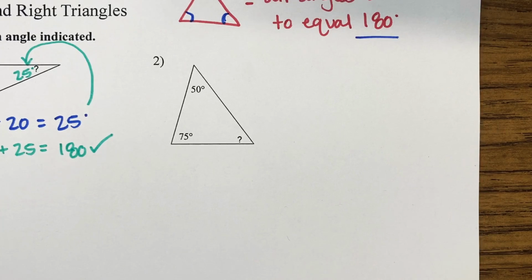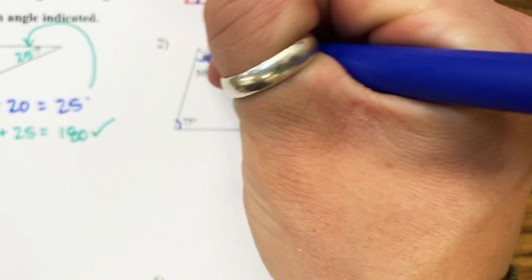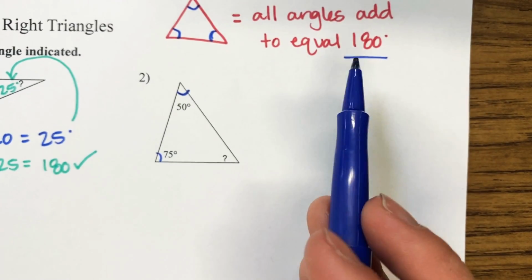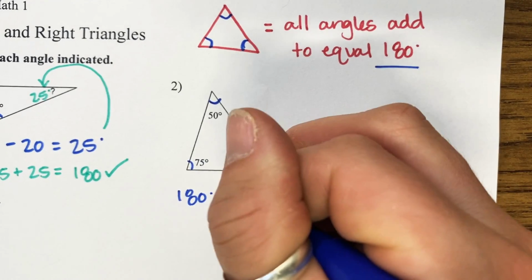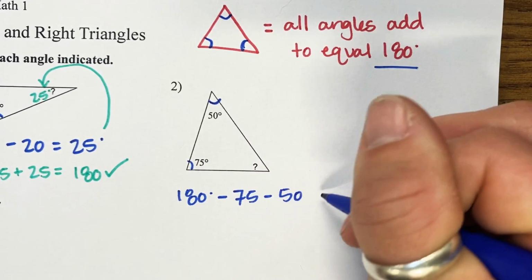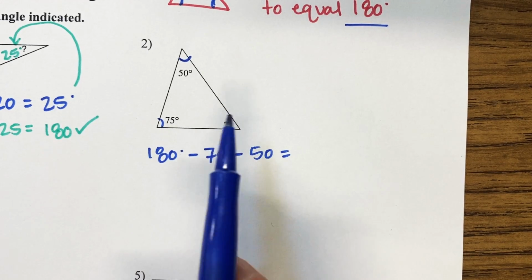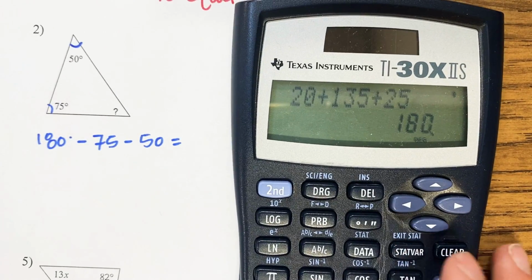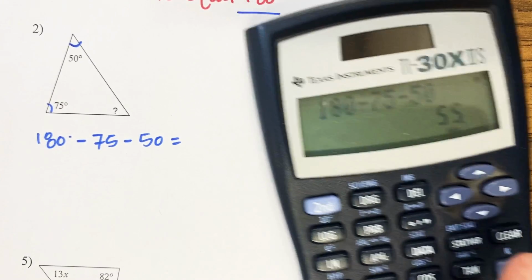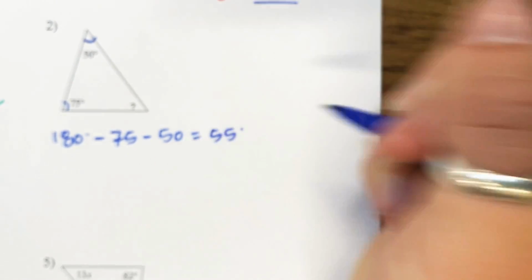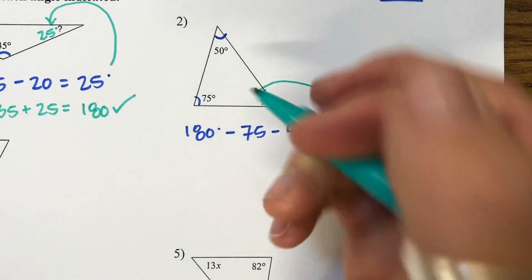So let's do that again for number 2. It gives us 2 angles. Knowing the 2 angles that it gives us, we can find the third angle. So we always start with our total number of degrees, which is 180. So I have 180, and I'm going to subtract the 2 angles that it gives us. So 75 and 50. And we're going to see what we get. Total degrees, subtracting the 2 angles that it gives us, will give us our third angle. So let's go ahead and put this in our calculator. 180 minus 75 minus 50. And I know my third angle should be 55 degrees.